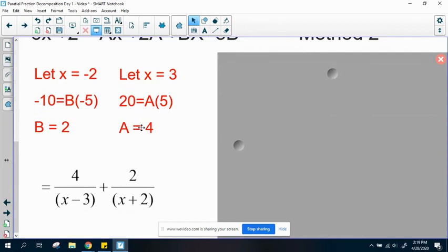So the final answer is I have to put the a in the right spot. So a was 4, so that goes over the x minus 3, and b was 2, so that goes over the x plus 2. So if you had it the other way around, where a was over x plus 2, you still would have come up with an a being 2 and a b being 4. Regardless, it doesn't matter as long as you're putting the right number over the right denominator.